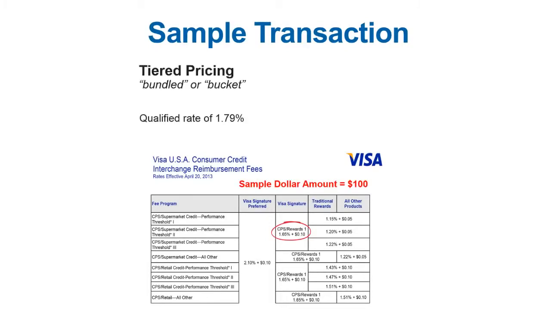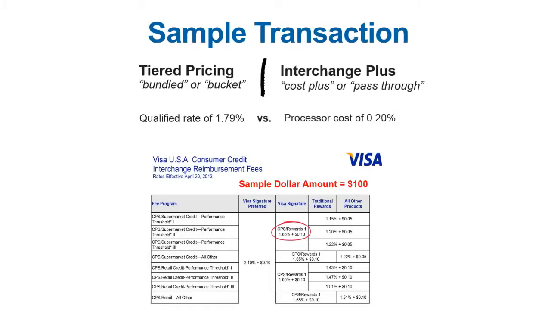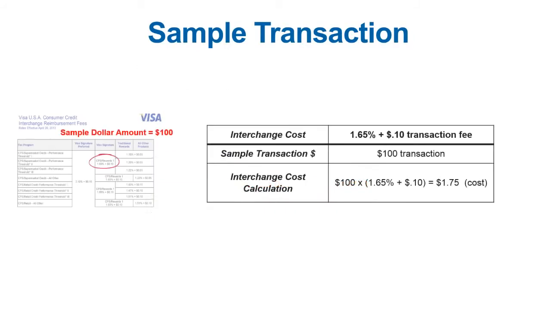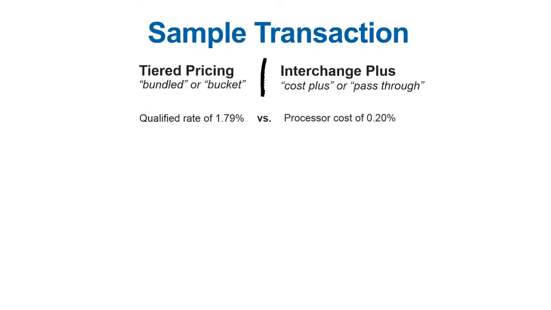Refer to the Visa interchange chart that we looked at earlier, and let's compare a single transaction at a qualified rate of 1.79% under a tier-based program to an interchange plus pricing program with a processor cost of 20 basis points. Assume the following for the transaction. The interchange cost is 1.65% plus a 10-cent transaction fee, and we'll use a $100 transaction as the sample dollar amount. Given those two variables, we know that the actual cost of the transaction is $1.75. For the interchange plus pricing model, you have a 20 basis point provider cost added to the $1.75 actual cost, bringing the total to $1.95.